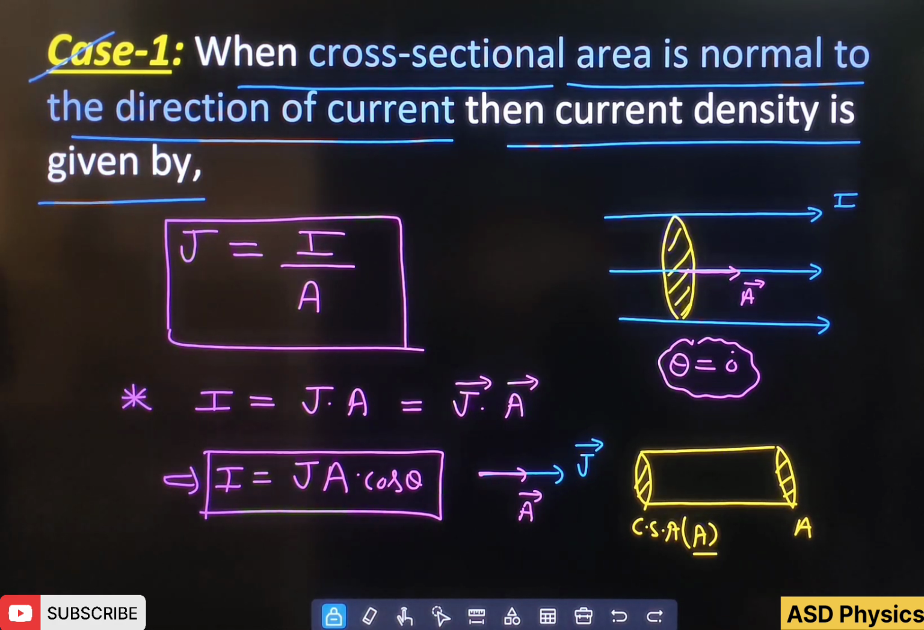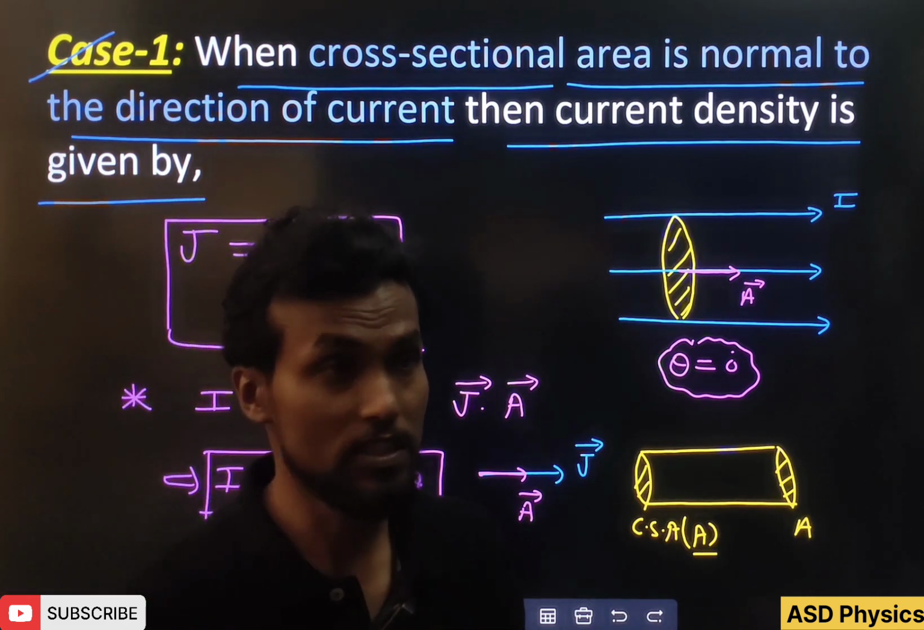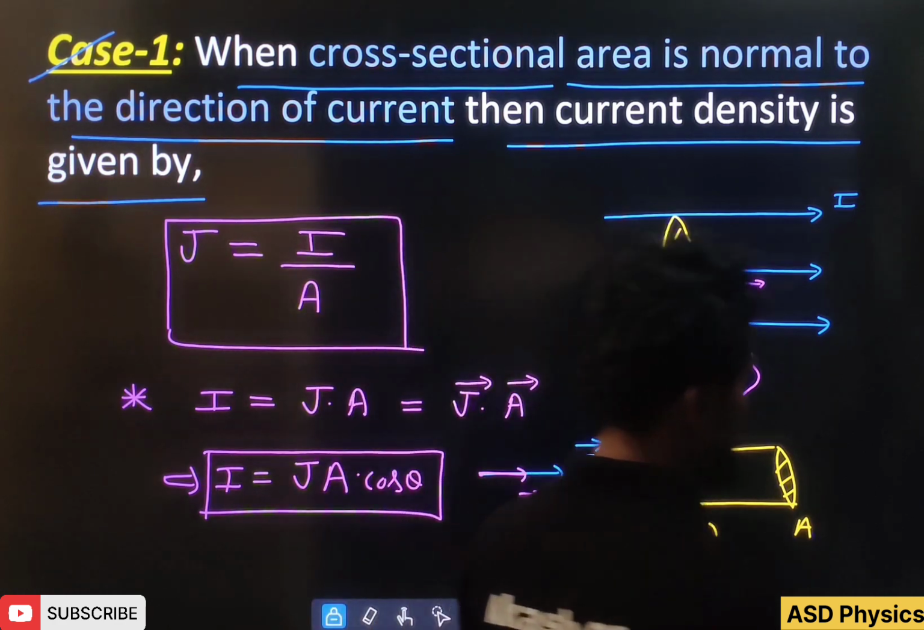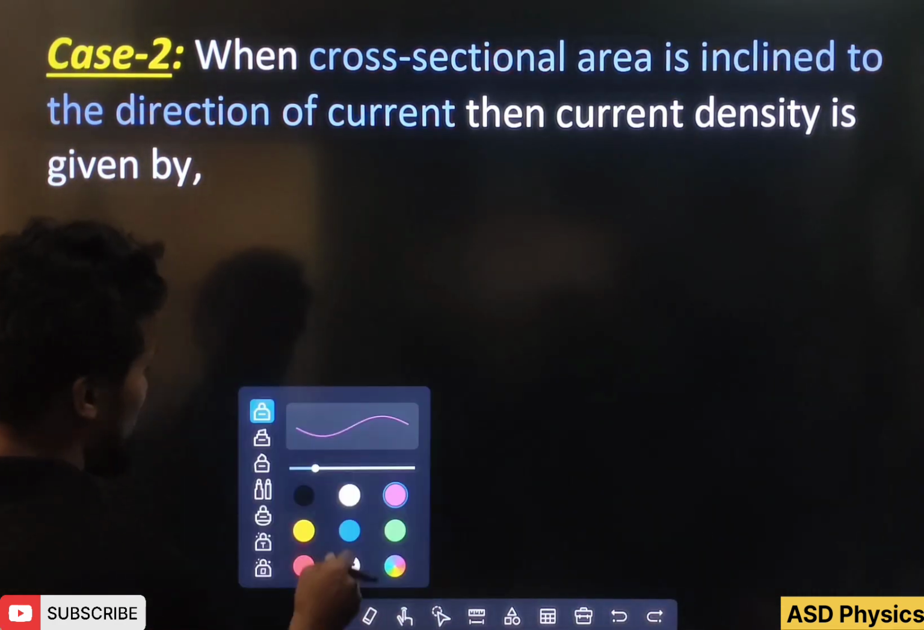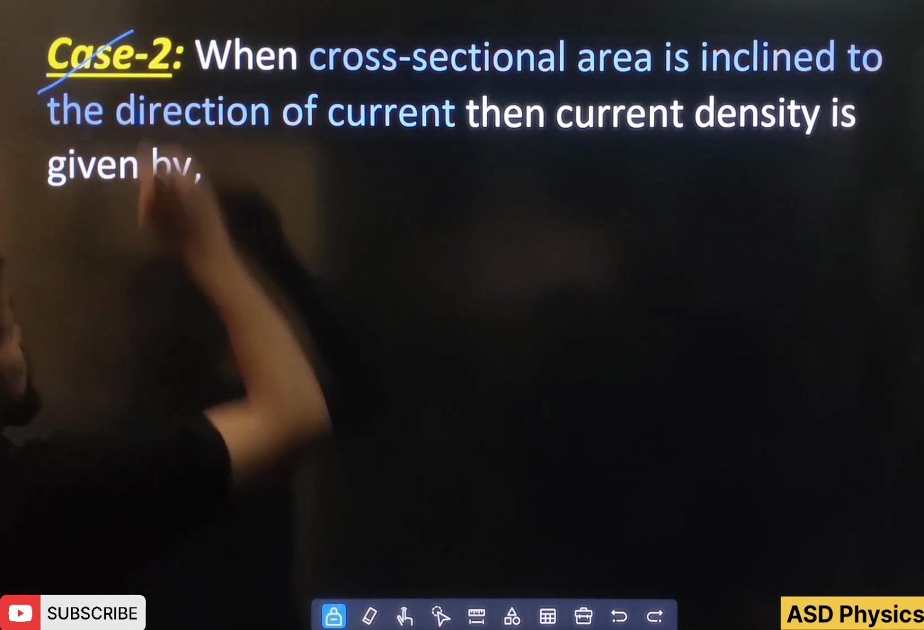Now the area is perpendicular to the direction of the current, and the angle between the area vector and the current density is how much here? 0 degrees. This is the default case. Next one, students, please remember this. Case 2, the general case.